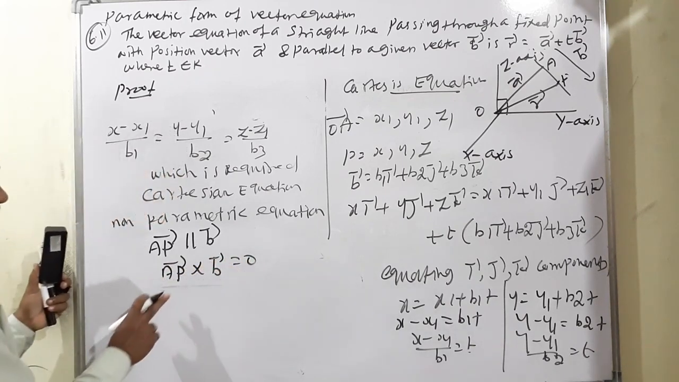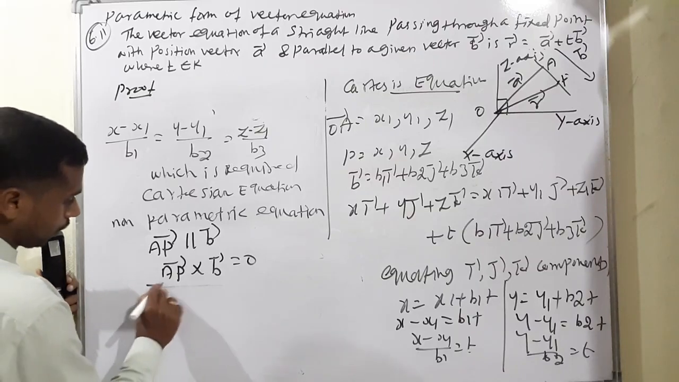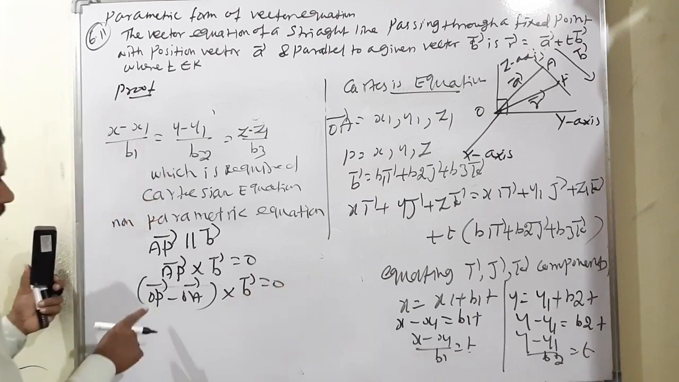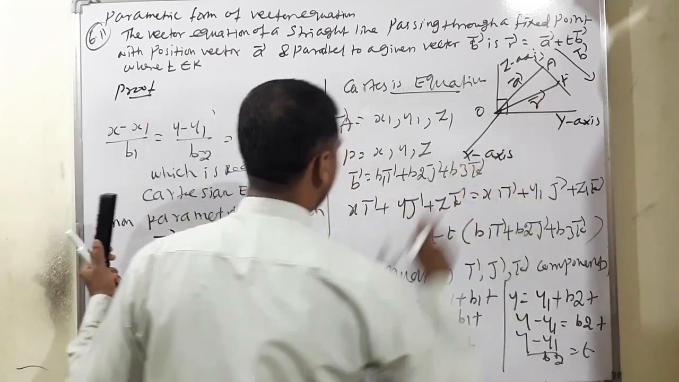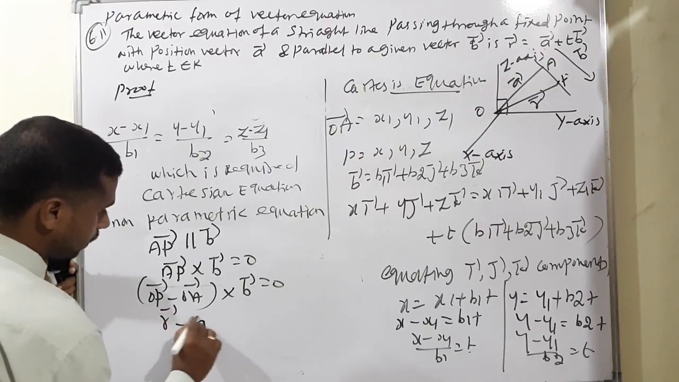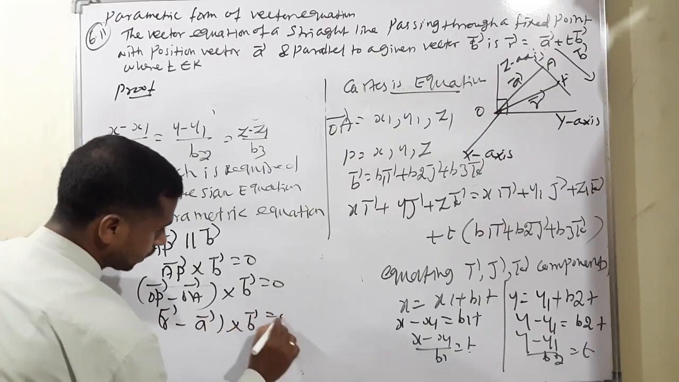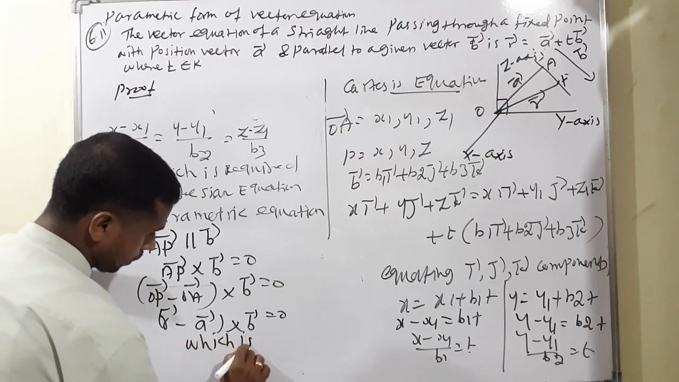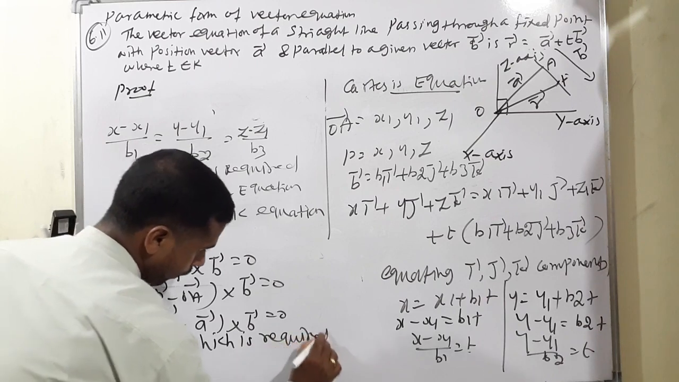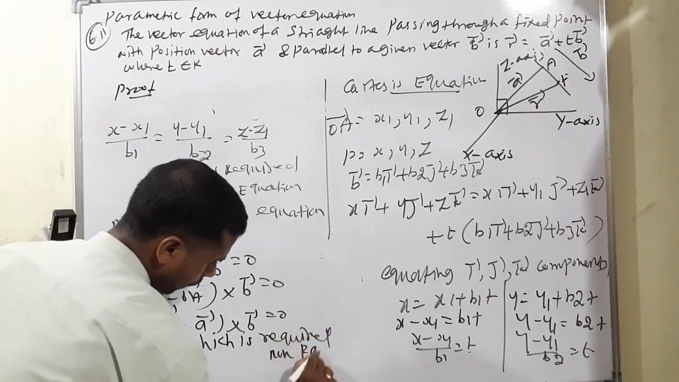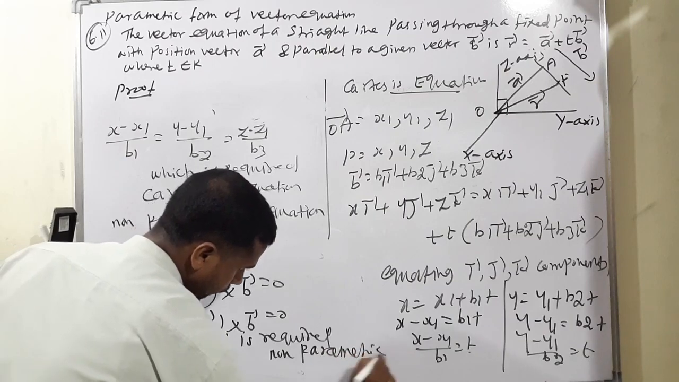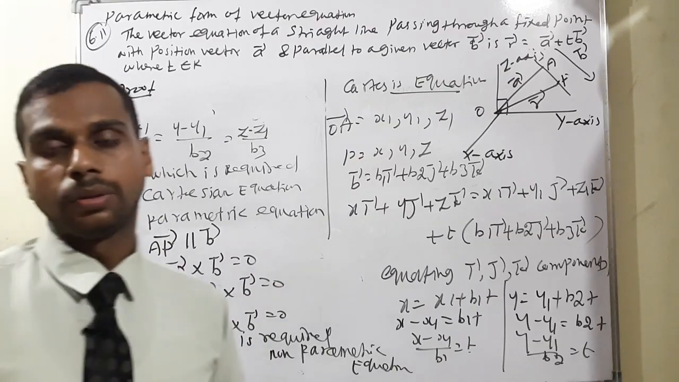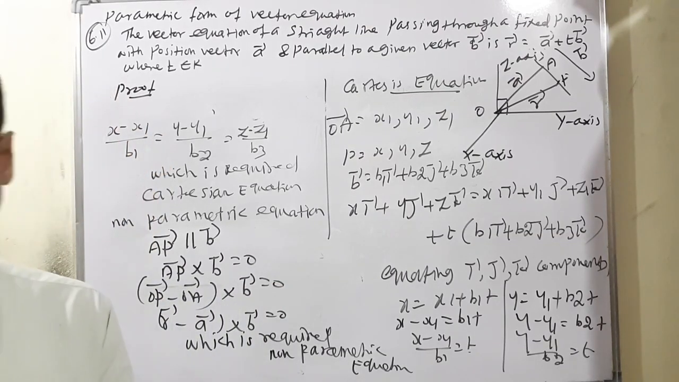The position vector, what is the meaning? End point minus starting point. We can write it: OP vector minus OA vector cross B vector is equal to 0. What is the meaning of OP vector? Already we know R vector, isn't it? So R vector minus A vector cross B vector is equal to 0, which is the required non-parametric equation. Okay, I will continue with the next theorem, 6.12.